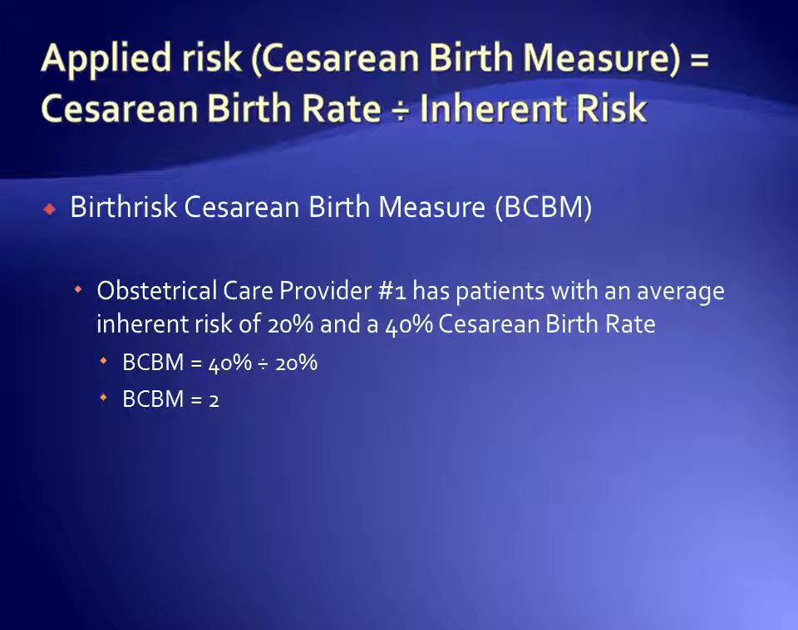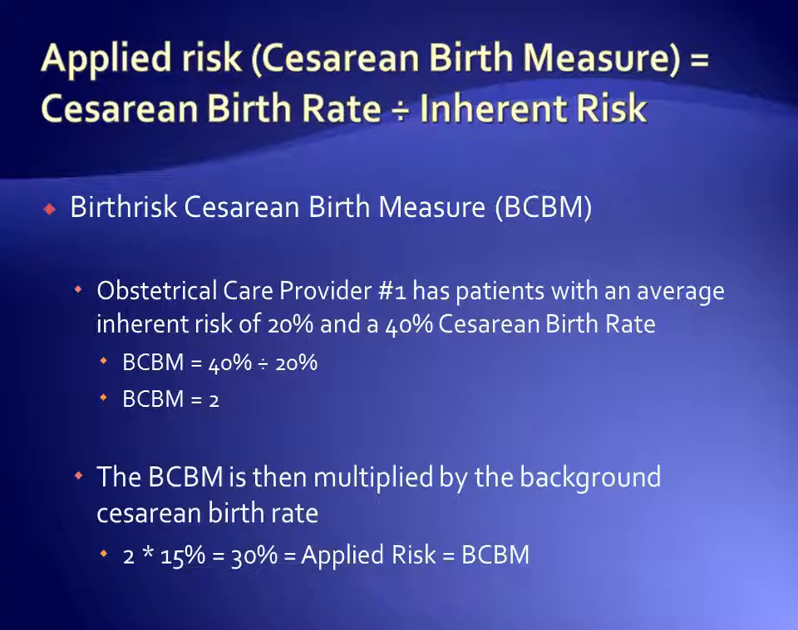For example, if obstetrical care provider number 1 has patients with an average inherent risk of 20%, and that provider has a 40% cesarean birth rate for these women, then the Birthrisk Cesarean Birth Measure is equal to 40% divided by 20%, which gives this obstetrical care provider an initial Birthrisk Cesarean Birth Measure of 2. In order to account for changing practice patterns and to create a more meaningful number, the initial Birthrisk Cesarean Birth Measure is then multiplied by the background cesarean birth rate for the time period in which the births occurred. If the background cesarean birth rate was 15%, then the final Birthrisk Cesarean Birth Measure for this provider is 30%.